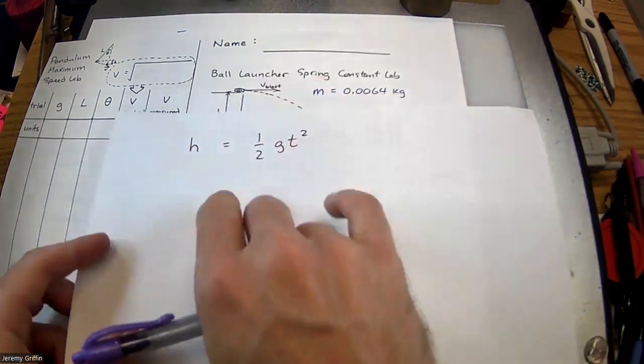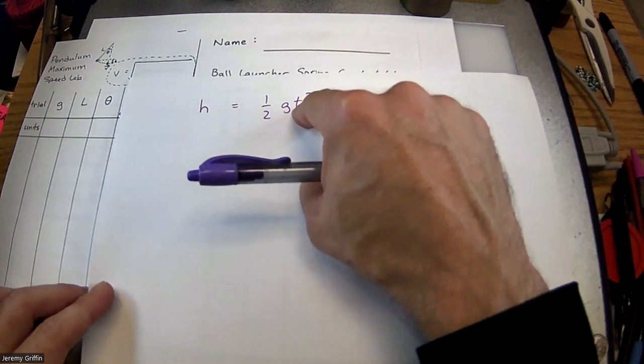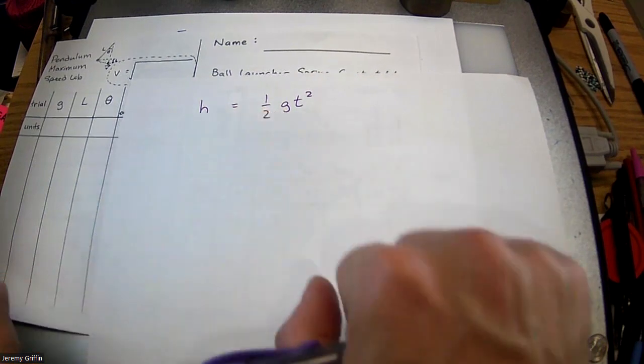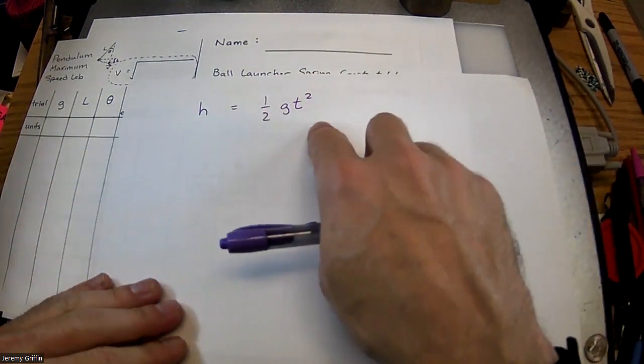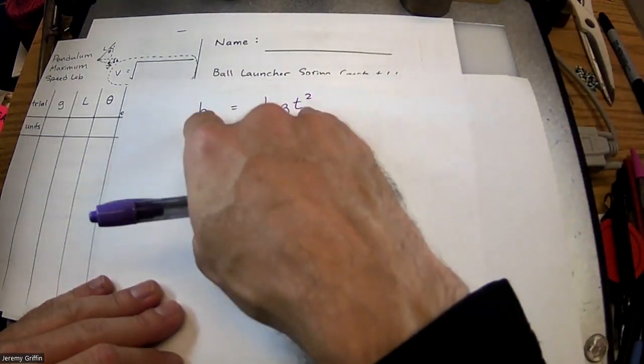Hey, do you remember that old Paul Hewitt story? Walking to a mine shaft, that rock fell for 5 seconds. 5 times 5 times half of 10, it's about 125 meters deep. You guys remember that? Hey, that's that equation. Only now the numbers are different, and also we're solving for t instead of h.